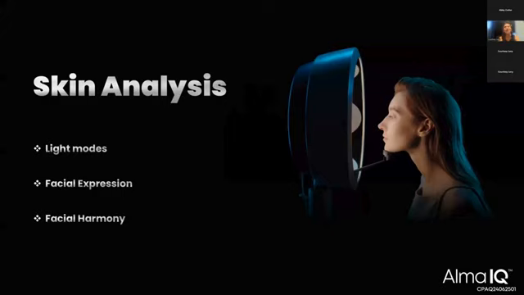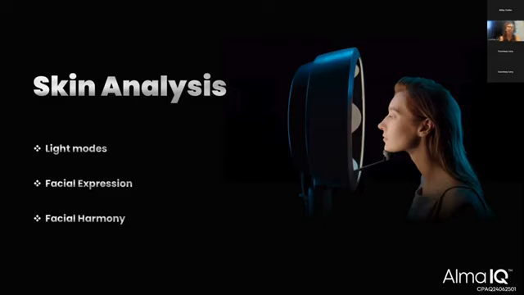So now coming to analyze the skin, and we can do this in 3 light modes. The first is light modes, and to keep it really simple, light modes is really going to give you information to select EBD treatment, so laser, radio frequency, etc. Facial expression is going to guide neurotoxin injection, so for example, Botox. Facial harmony is going to guide generally filler treatments.